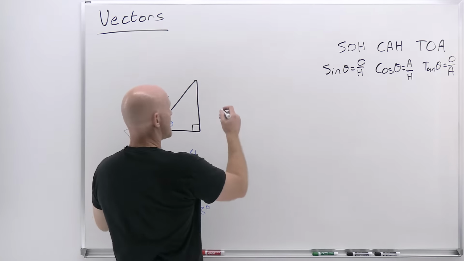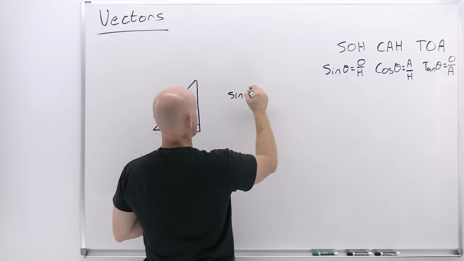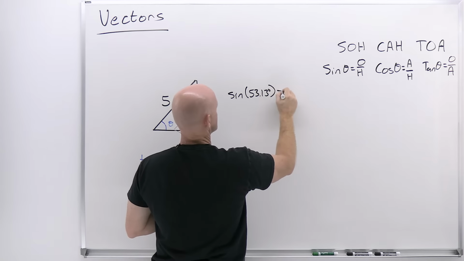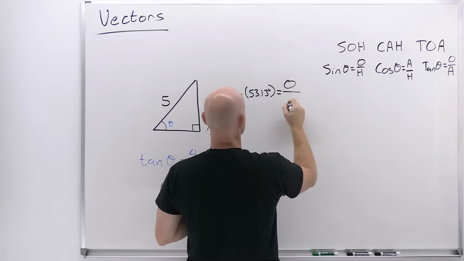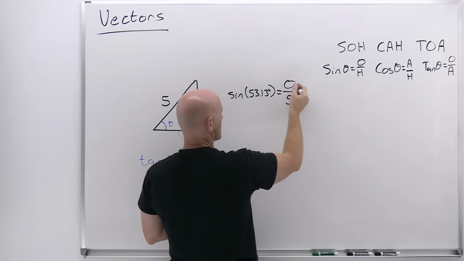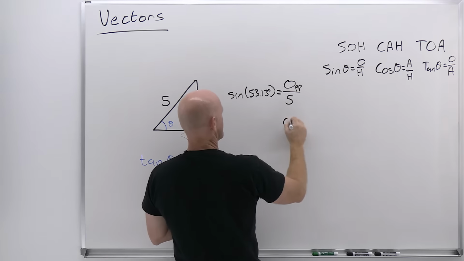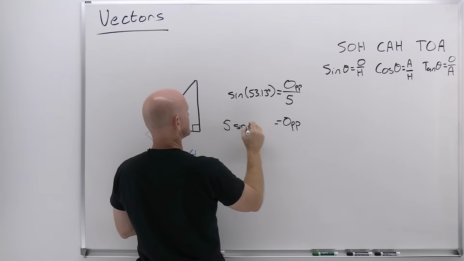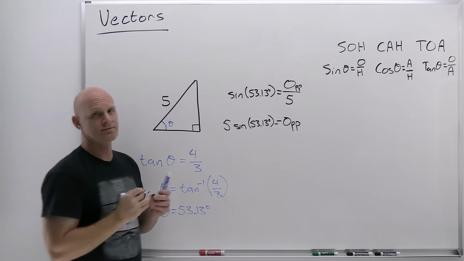On that opposite side, we're going to have the sine of our angle, which in this case was 53.13 degrees, equal to the opposite, which we want, over the hypotenuse, which in this case is 5. I don't know how to make that look more like an O than a 0, but it's an O for opposite. How about there? There we go. And that opposite side is going to equal 5 times the sine of 53.13 degrees.